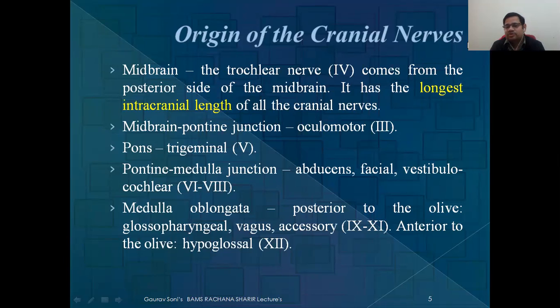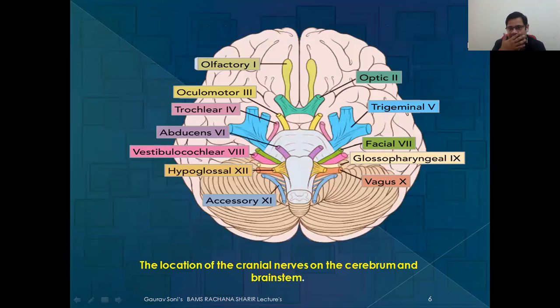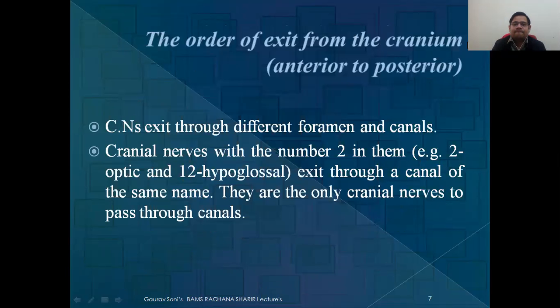So here are some important points to be remembered: the origin of cranial nerves other than the first two will be from the brainstem and its junctions. So this we have to remember. This is a diagram which shows the location of cranial nerves on the cerebrum and brainstem. From here also you can see that olfactory and optic both are part of the cerebrum, and the rest are from the brainstem and its several junctions.